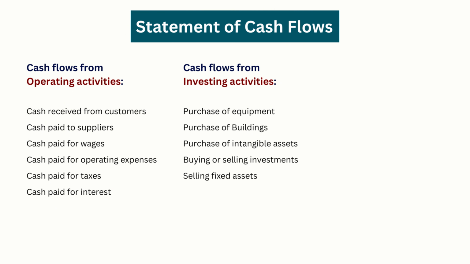Second, we have investing activities. This section shows how the company invests in its future. Examples are purchase of equipment or machinery, purchase of buildings, purchase of intangible assets, buying or selling investments, selling fixed assets. If this section is negative, that is not necessarily bad. It often means the company is investing in growth. But if a company keeps selling assets just to survive, that could be a warning sign.